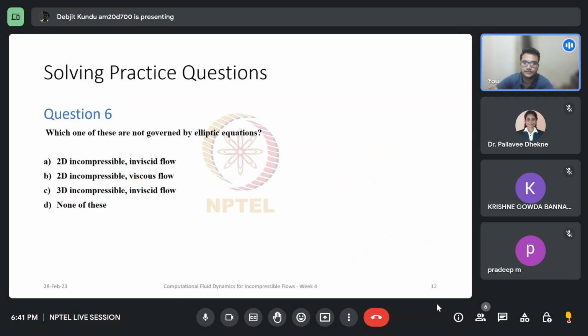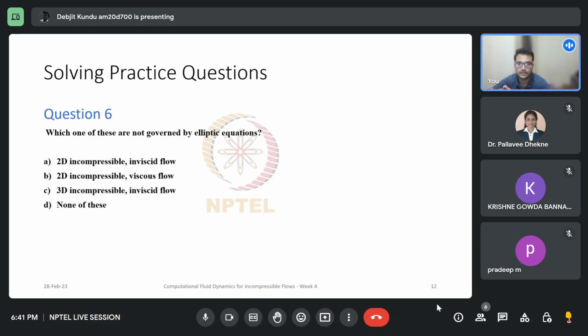We'll move on to question number 6 of today's session. So this is asking us which one of these are not governed by elliptic equations. So different situations are given. There are some governing equations to these physical problems. What you have to figure out in this question is which one is not governed by an elliptic equation.